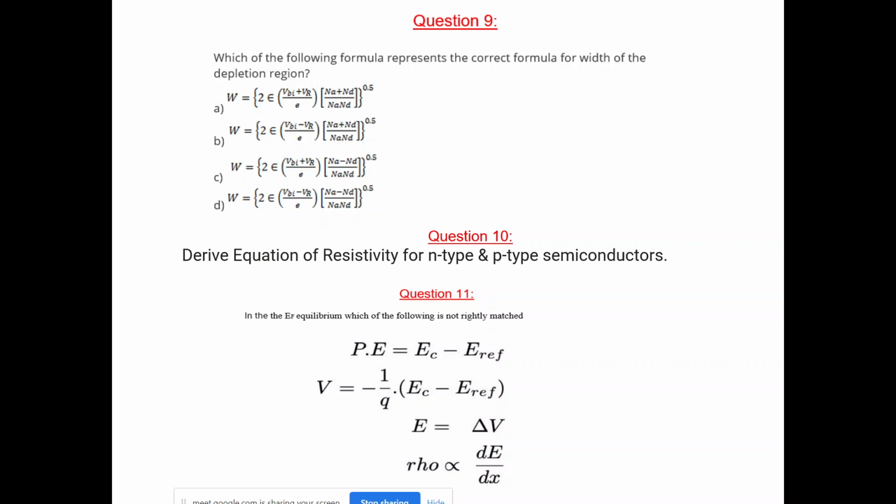Okay, now the last question of today's class is a very easy, formula based question. Which among the following is not rightly matched in thermal equilibrium? This is taken from the class notes.